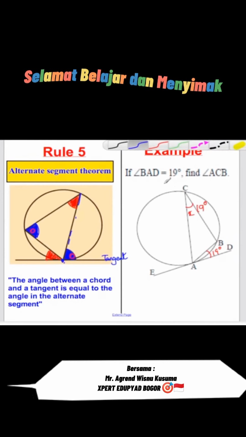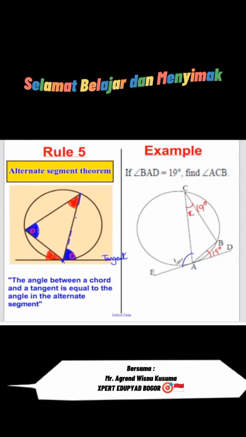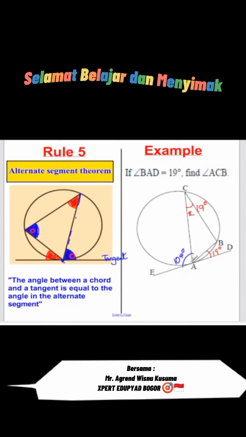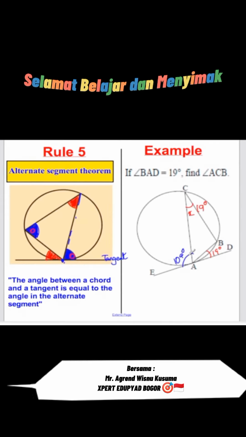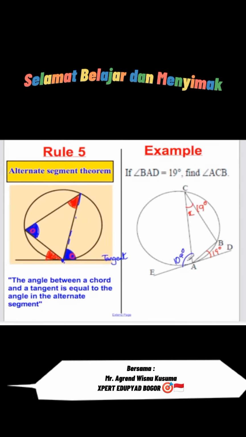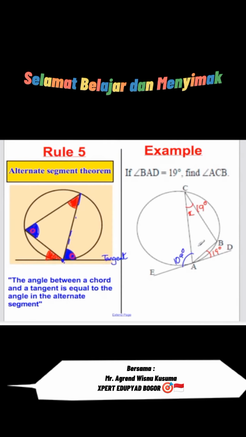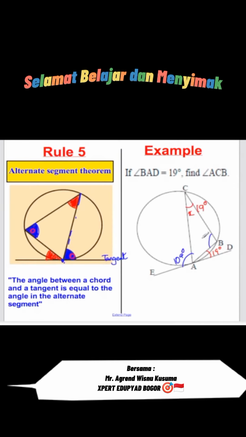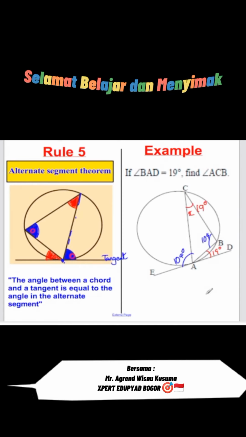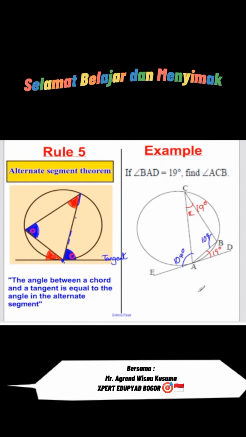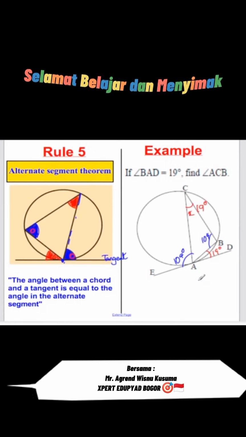Now, they didn't tell us this, but imagine they told us that one there was 104 degrees. This is a tangent meeting a chord at 104, so the angle in the alternate segment opposite here must also be 104. Okay, and that's rule 5. Finally, we've got rule 6 and 7.